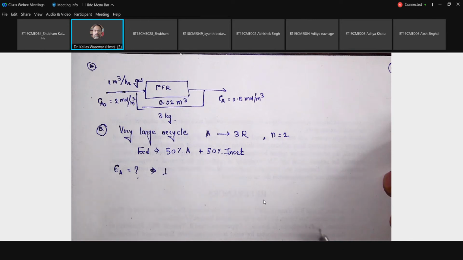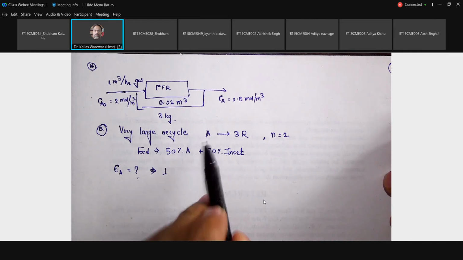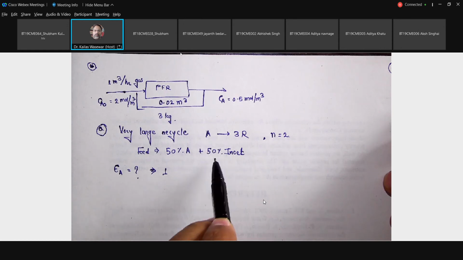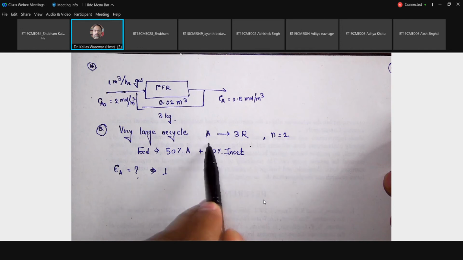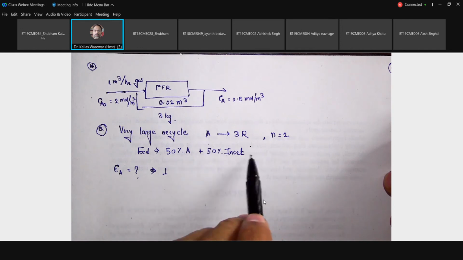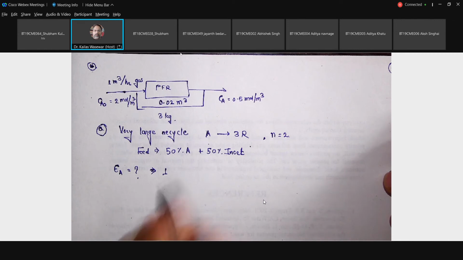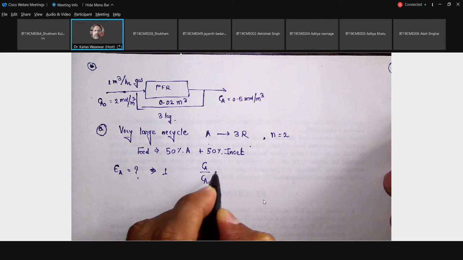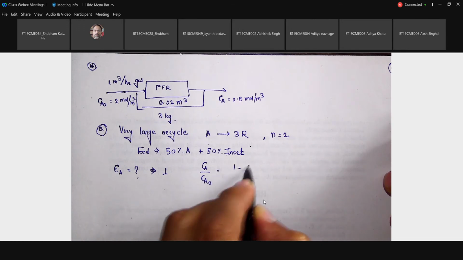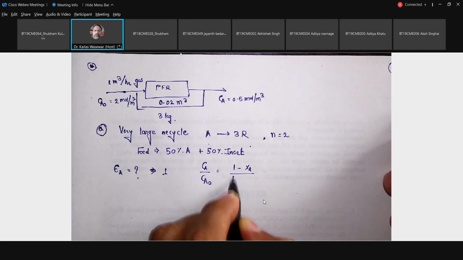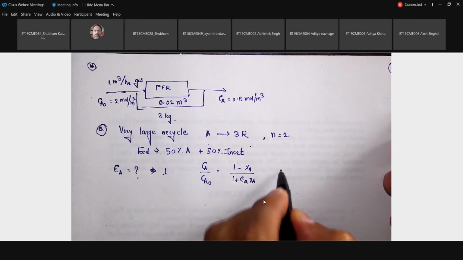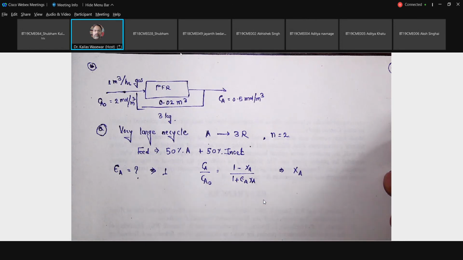Okay. Because it is 50-50, so 0.5 will get converted, become 1.5 plus inert will be as it is, so 2, and here will be 1. So 2 minus 1 divided by 1 will give you 1. Now Ca upon Ca0 is 1 minus Xa over 1 plus epsilon A Xa. So from this one you can write the function as a function of Xa.